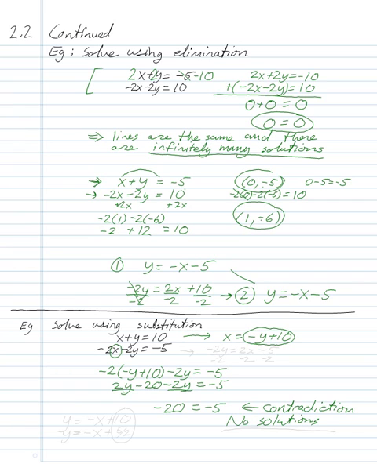The reason that we arrived at this contradiction is that these two lines are parallel and distinct from each other. You can see that if you put them in slope-intercept form. Our first line would look like y equals -x plus 10. Our second line, if we move 2x to the other side and divide both sides by -2, we would get y equals -x.